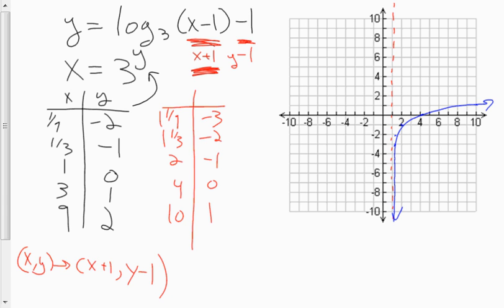So it goes down forever, and it would continue slowly up and to the right forever. The domain of this would be 1 to infinity, and the range would be all real numbers.